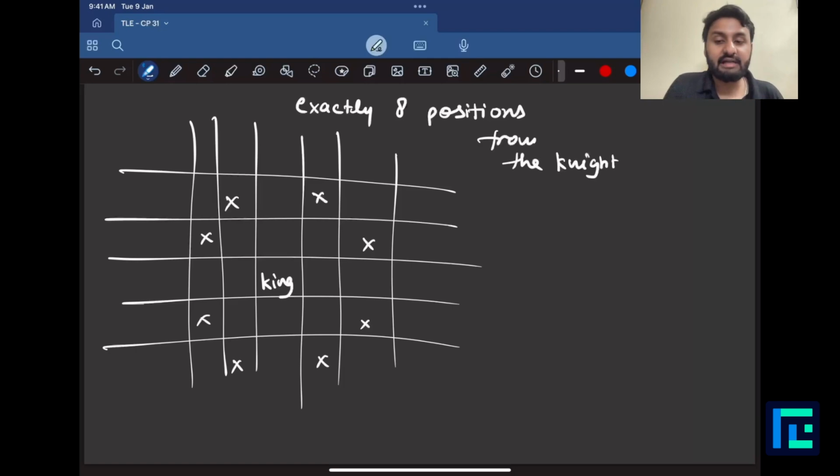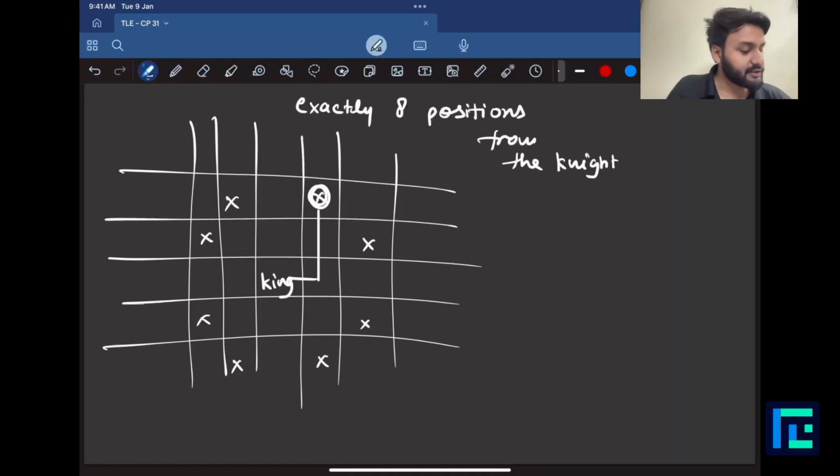We can all understand this, that these 8 positions, if my knight is kept at any of these 8 positions, then my knight will be able to attack the king. Because if, let's say, the knight is kept at this location, then I can move 1, 2 in the down direction, and then 1 move in the left direction. And yes, I'm at the king location, so I can attack the king.